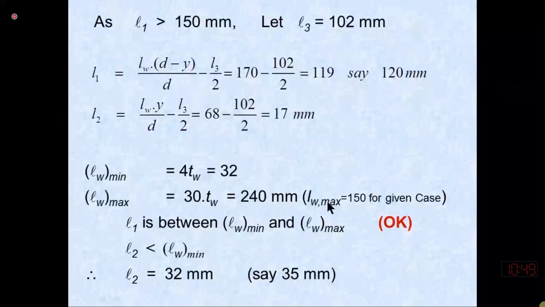Because when we provide the length of the weld, the starting or the end portion of the weld may have some bubble. So it means that the strength provided by the weld is less than for the total length. So L2 will be 32, which is equal to LW minimum. But again, we will round this value to a multiple of 5 millimeter on the upper side. So L1 is equal to 120, L2 will be equal to 35, and L3 will be equal to 102. That will not be rounded because L3 will be equal to the depth.